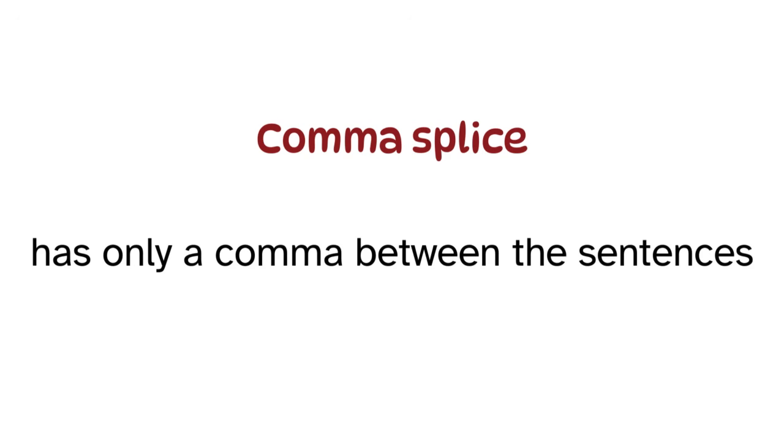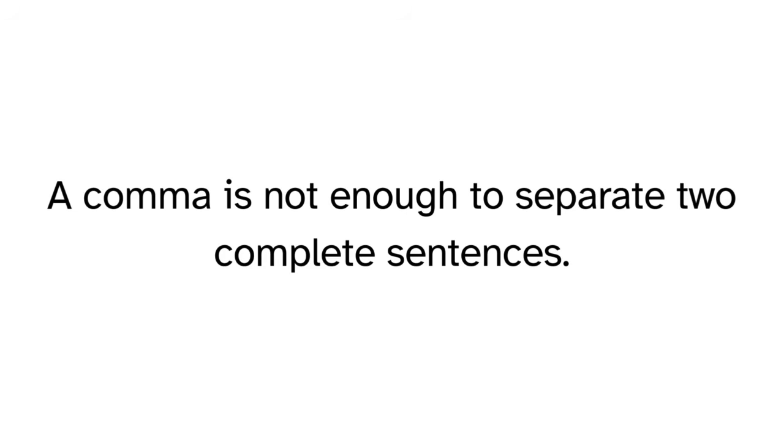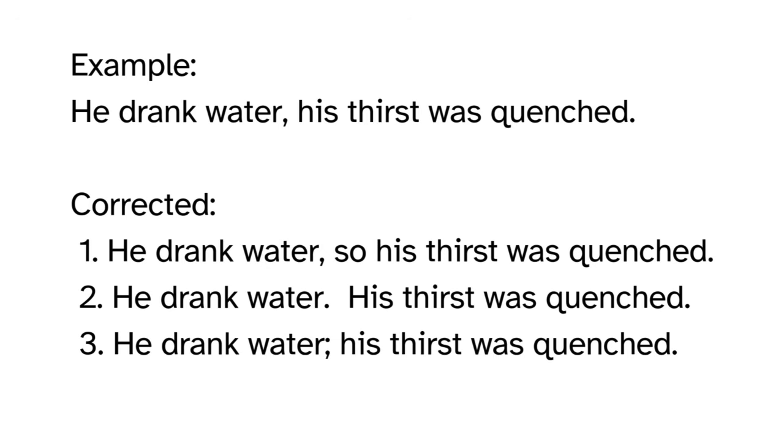Comma splice. A comma splice is only a comma between the sentences. A comma is not enough to separate two complete sentences. Example. He drank water, his thirst was quenched. Corrected. He drank water, so his thirst was quenched. He drank water. His thirst was quenched. He drank water; his thirst was quenched.